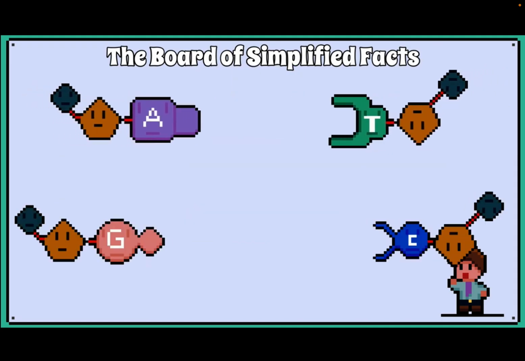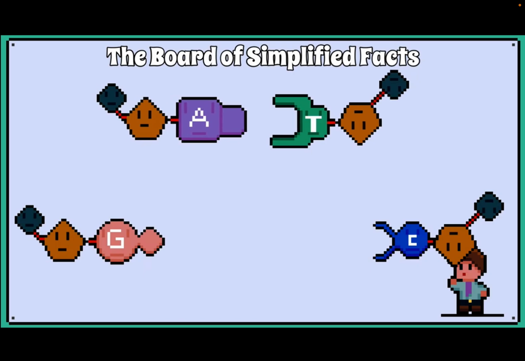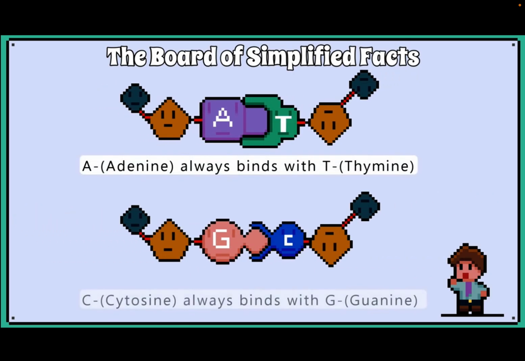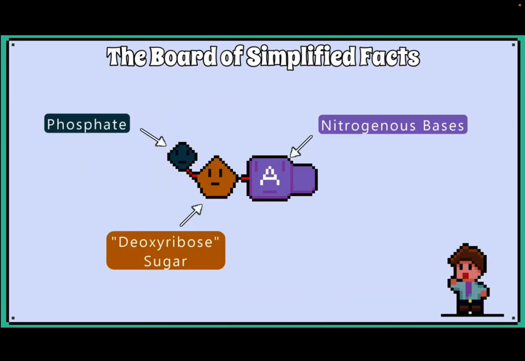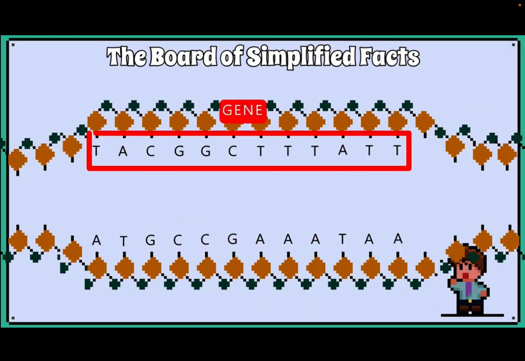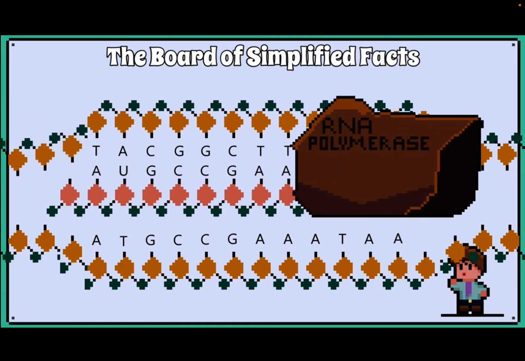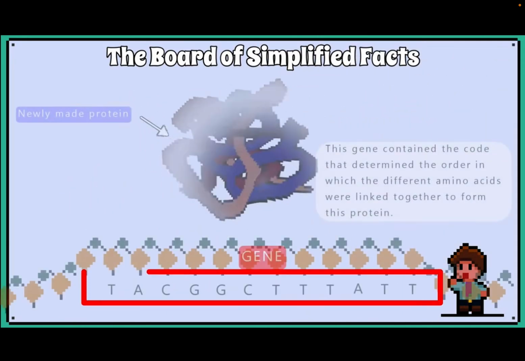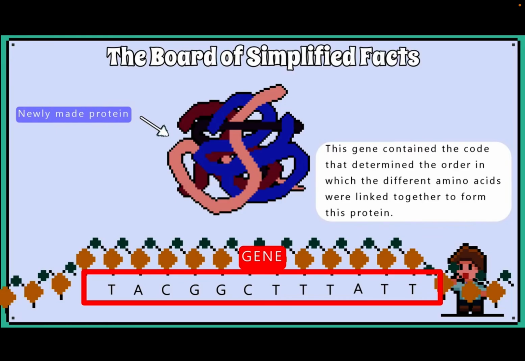Everyone must learn that there are rules on how these base pairs pair up. A adenine always binds with T thymine, and C cytosine always binds with G guanine. This phosphate, deoxyribose sugar and nitrogenous base unit is also known as a nucleotide. Nucleotides are the building blocks of DNA. Now, the bases form a genetic code, which provides the instructions on the order in which the amino acids should join to form a protein. So, a gene is a section of DNA which acts as a code for making a specific protein.